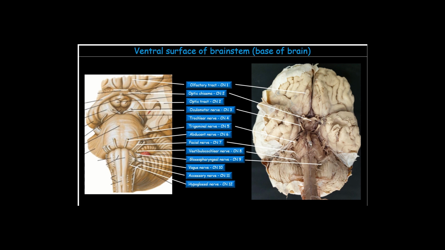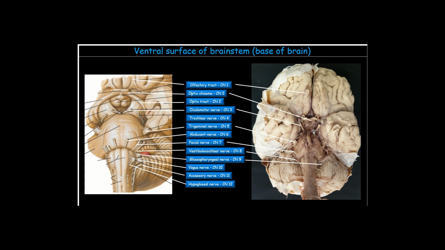You can clearly see the basilar artery running in the basilar groove, going up over here, giving off branches such as the superior cerebellar arteries and the posterior cerebral arteries, which are going to contribute to the circle of Willis at the base of the brain.